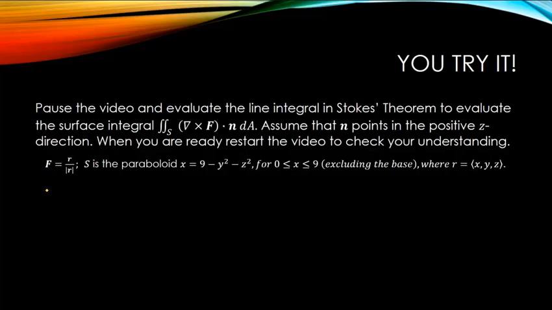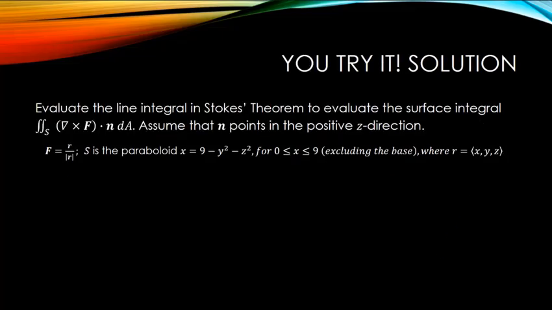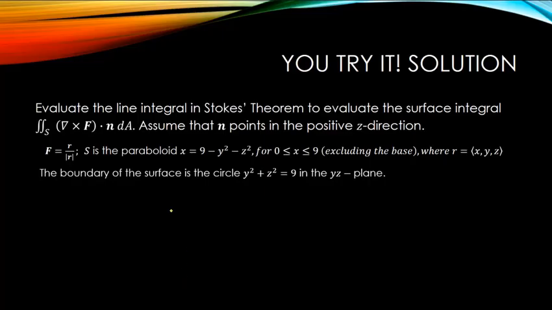Your field F is given by the vector r divided by the magnitude of r. S is the paraboloid given by the equation x is equal to 9 minus y squared minus z squared, where 0 is less than or equal to x, which is less than or equal to 9, but I'm excluding the base from this condition, and where r is equal to the vector with components x, y, and z. In order to evaluate this line integral, I need to work with my boundary.